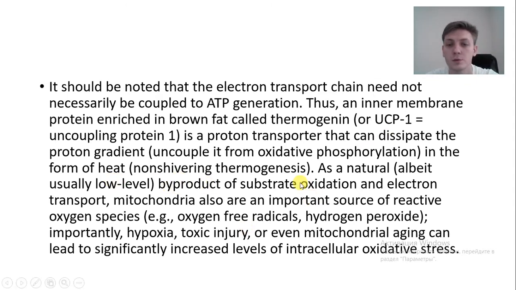A natural byproduct of substrate oxidation and electron transfer, mitochondria are also an important source of reactive oxygen species. So oxygen, which is involved in mitochondrial metabolism, sometimes produces reactive oxygen species, which I will name ROS. Please remember this abbreviation, reactive oxygen species. They can produce oxygen free radicals, hydrogen peroxide, and even nitrogen oxide. We'll talk about this a little later.